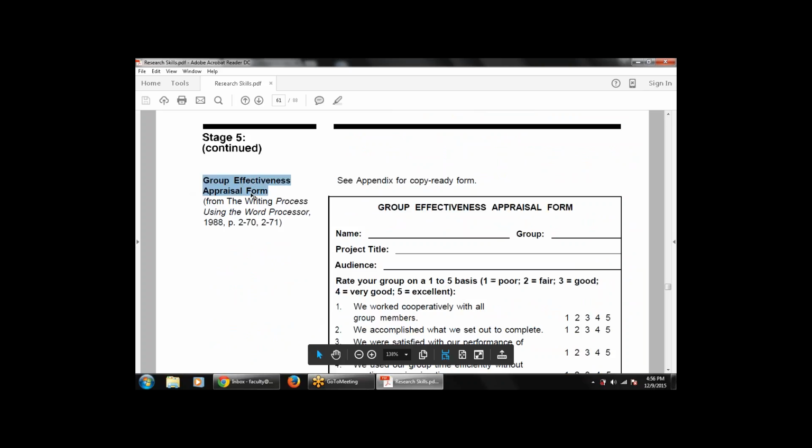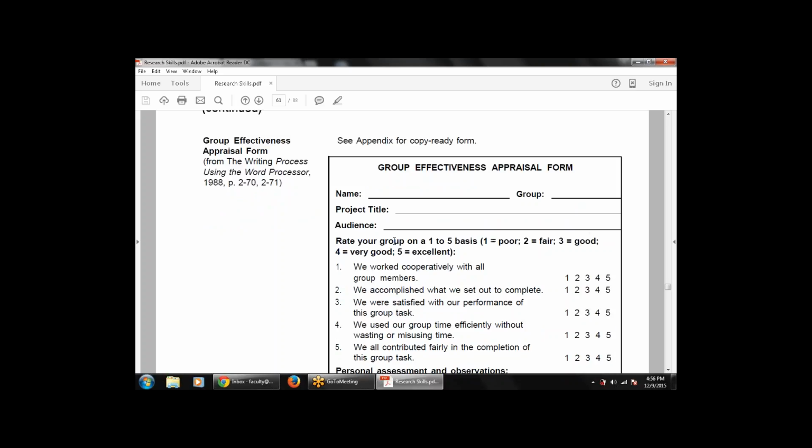Then next is a group effectiveness appraisal form. That is the next part. See the appendix for the copyright form. This is the group effectiveness appraisal form. It has a name, then group, then project title, then audience. So the name is given, which group you belong to, what the project title is, and who the audience is. Then rate your group on a 1 to 5 basis, that is poor, fair, good, very good, excellent.